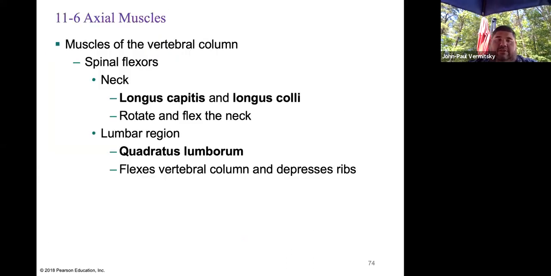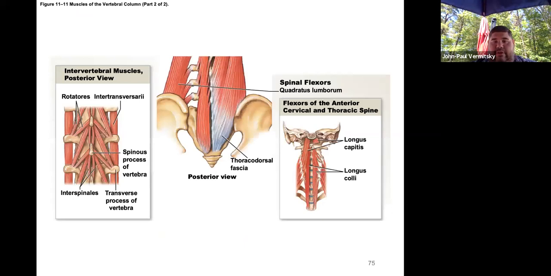Your spinal flexors, the longus capitis and longus colli, these are going to rotate and flex the neck. And then you have your quadratus lumborum. This will flex the vertebral column and depress the ribs. Okay, and looking at a posterior view here, we can see these various muscles. So here's your quadratus lumborum here. Okay, and then these are your longus colli muscles.